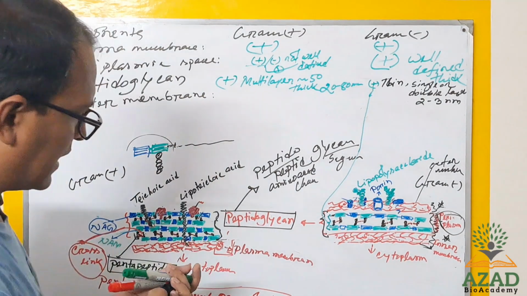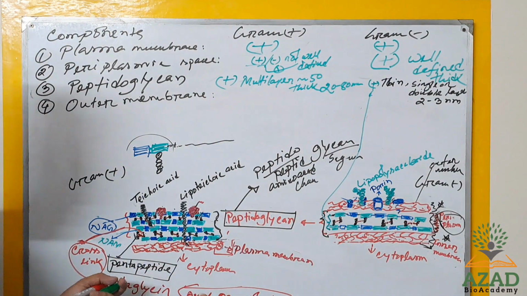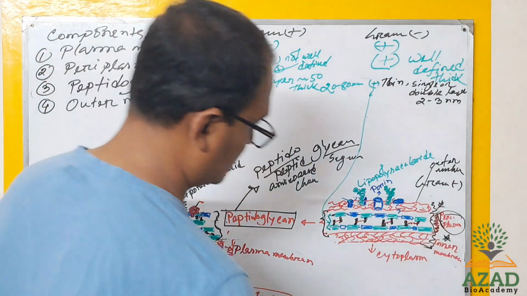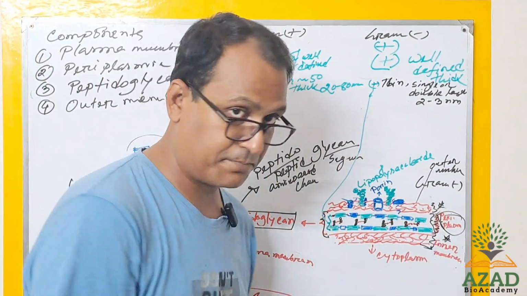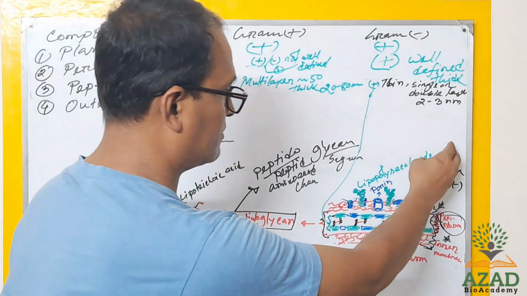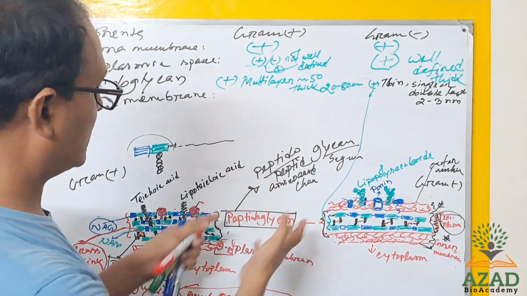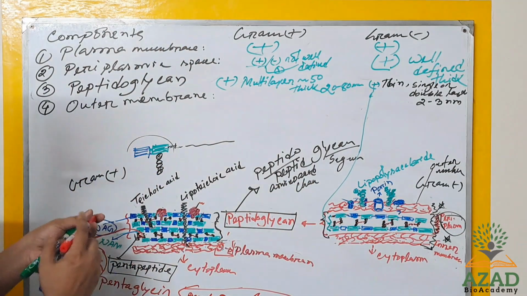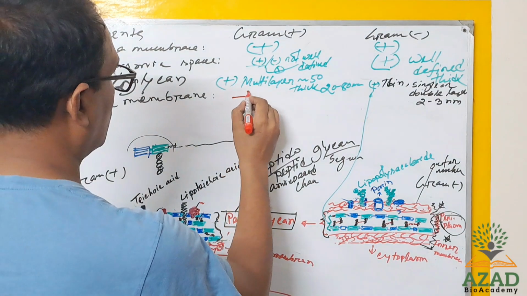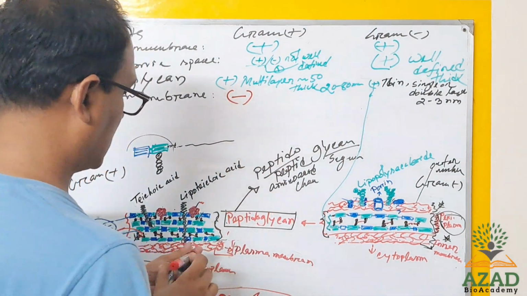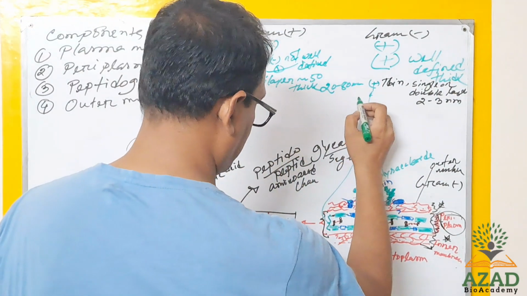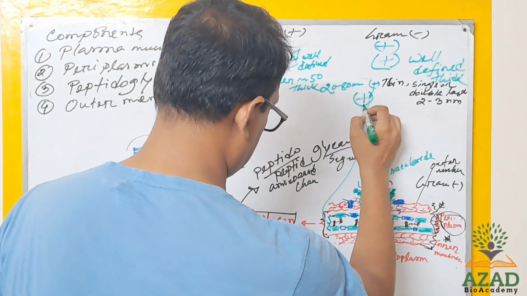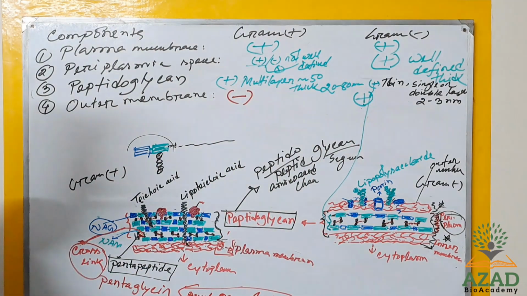So outer membrane, already I said, when I tried to say something about the periplasmic space, I said outer membrane and inner membrane. So here, the outer membrane is clearly visible, but here there is no outer membrane. That means here no outer membrane, and here the outer membrane is present.